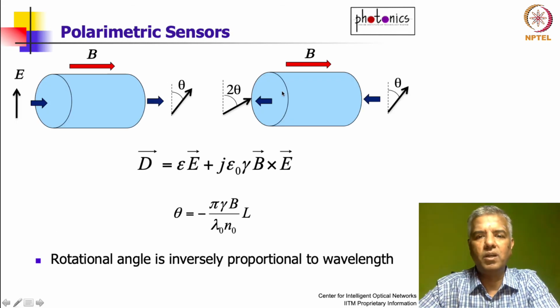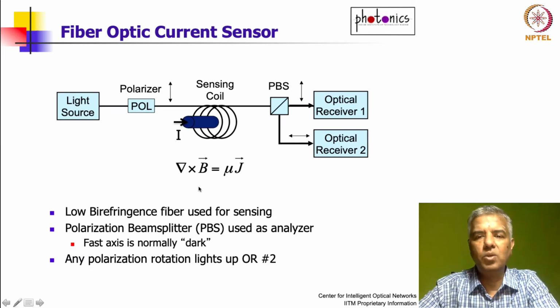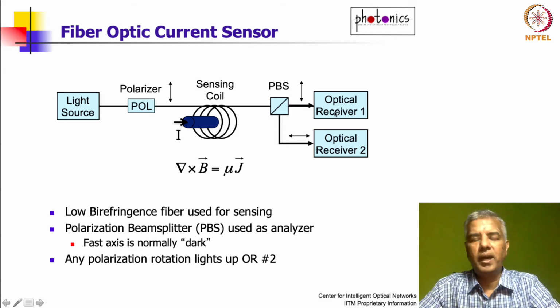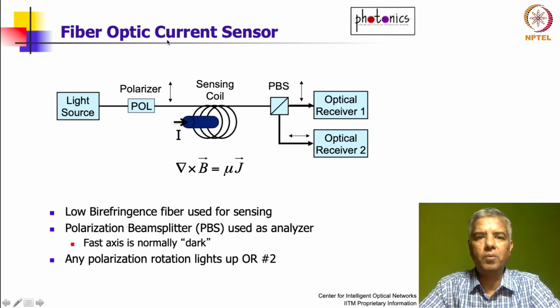Basically that's what we saw over here. So theta is proportional to the magnetic flux density. With larger magnetic flux density, which is dependent on the current, you have a larger theta, and hence you will essentially have more light in this port compared to this port. And so this could be used as what is called a fiber optic current sensor.